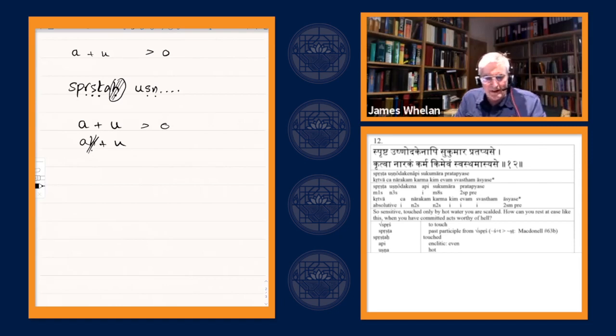So, ushnodikenapi sukumara pratapsyase. So, sprishta means touched or splashed. Means if you are. Ushna means hot.